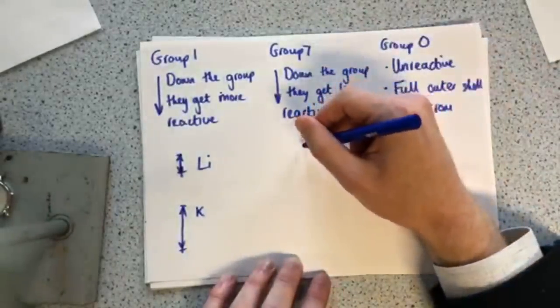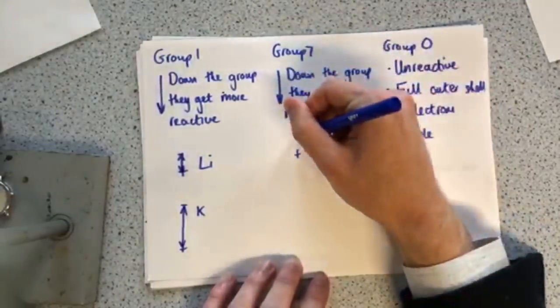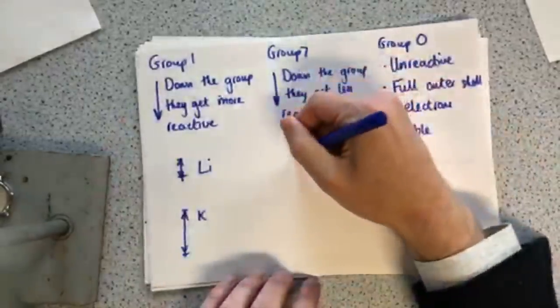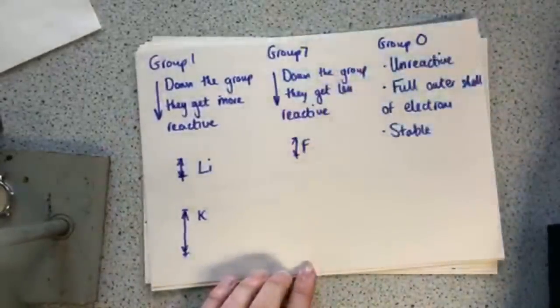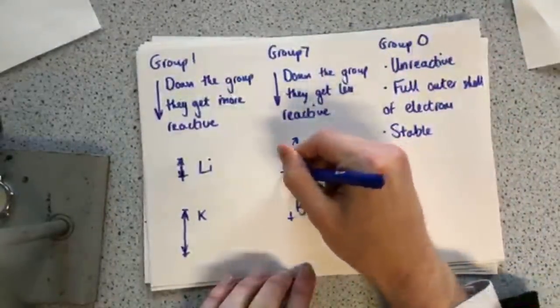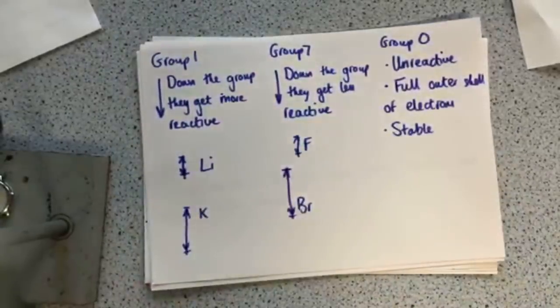It's the exact opposite for group 7. So for fluorine, the distance between the protons and the outer shell electrons is very close, so it's very easy for it to grab an extra electron, whereas by the time you get down to, let's say, bromine as an example, the distance is much further, so it's harder for bromine to grab an extra electron.